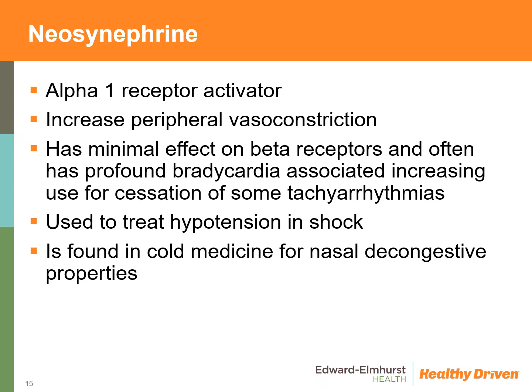Neosynephrine. This is not one that we're usually giving, but it's good to know about. It's an alpha-1 receptor activator, so it increases peripheral vasoconstriction. It has minimal effect on beta receptors and often has profound bradycardia associated with it, increasing use for cessation of some tachyarrhythmias. It's used for treatment of shock and is found in cold medicine for nasal decongestive properties.